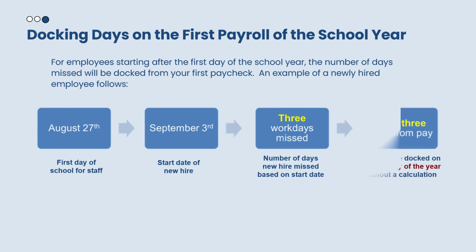3 days will be docked from the first paycheck received on September 15th. Docking can only be executed on the first payroll of the year. Any employees who start and miss the first payroll date of September 15th will need to be calculated before the September 30th payroll is processed using the new hire calculation we covered in the previous slides.